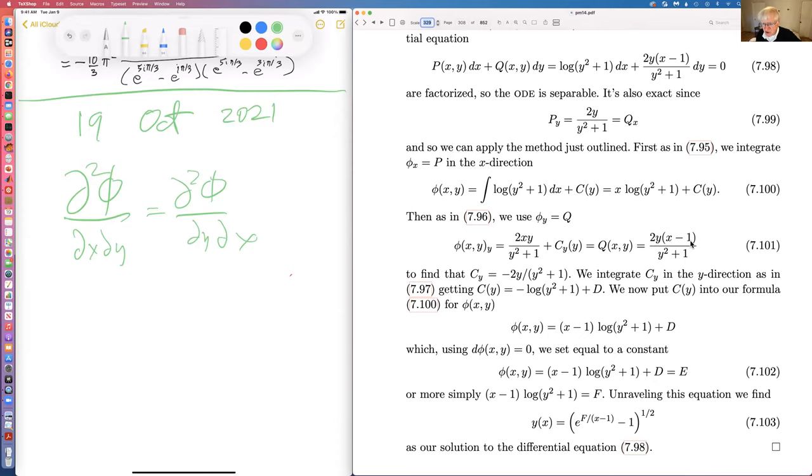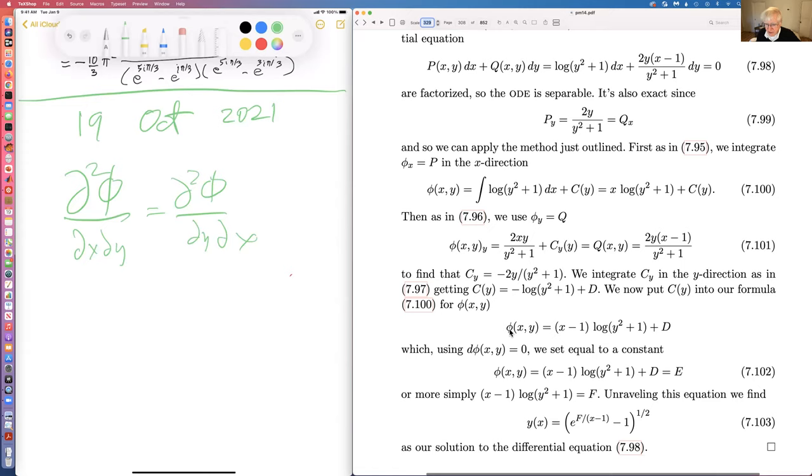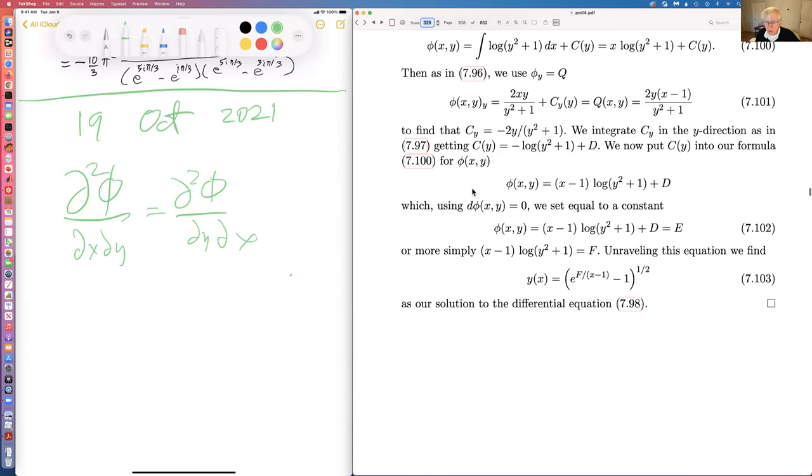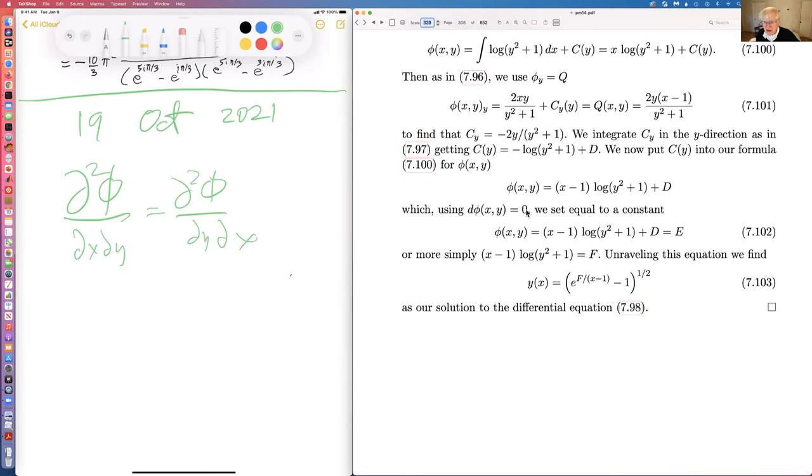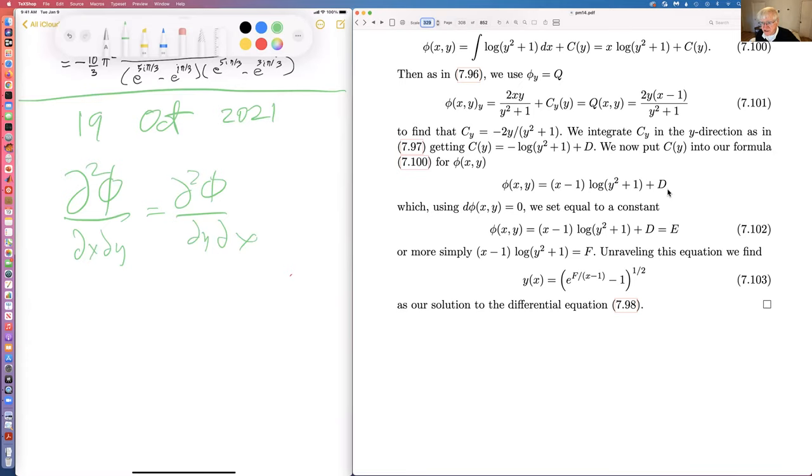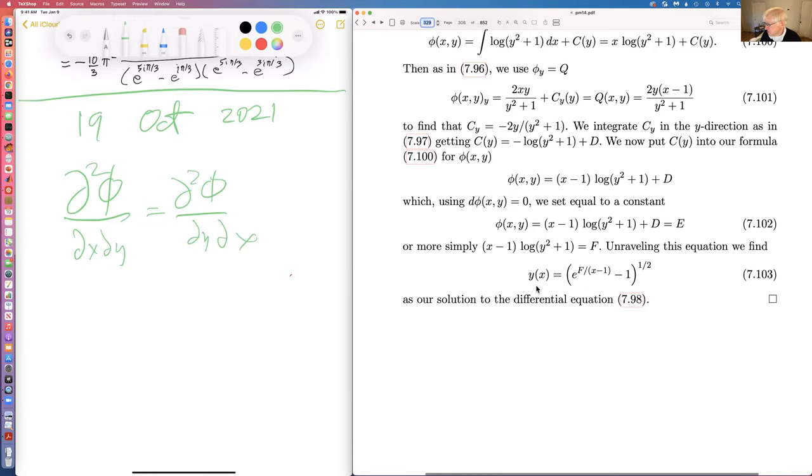So now we have this equation, that this is equal to that. And so by subtracting, we see that c sub y is just this. We now integrate that in the y direction, we get that. And then we put it into this equation for phi, and we get that, where d is an unknown constant. We then set, inasmuch as d phi equals zero, we set this equal to a constant e, and because d phi vanishes, we can rewrite that, of course, as x minus 1 log that equals f. And that finally is an equation we can solve for y of x. And it's a weird solution.